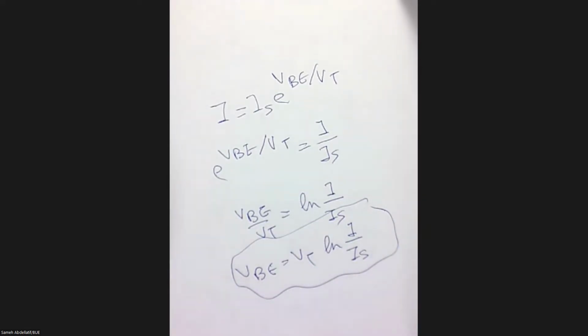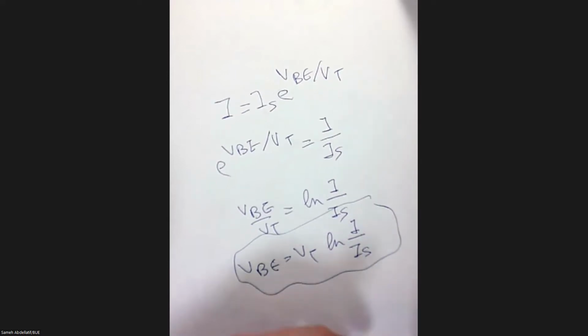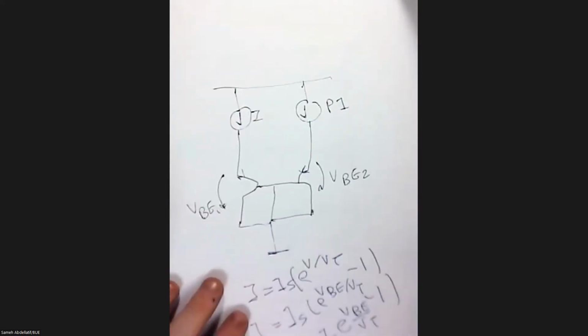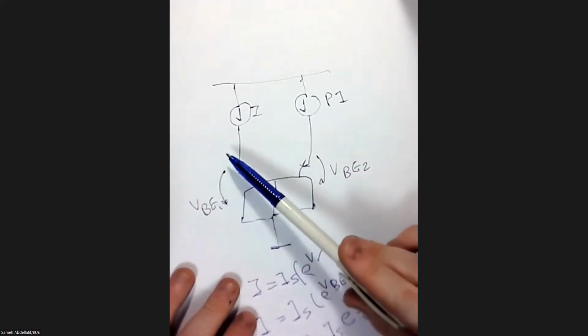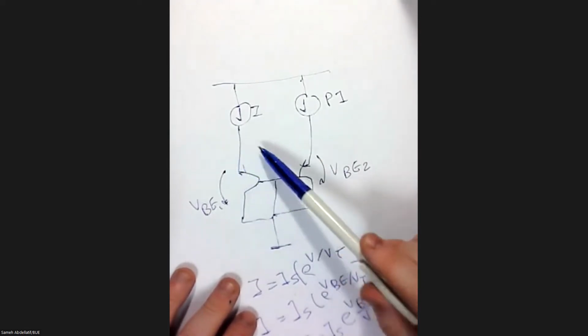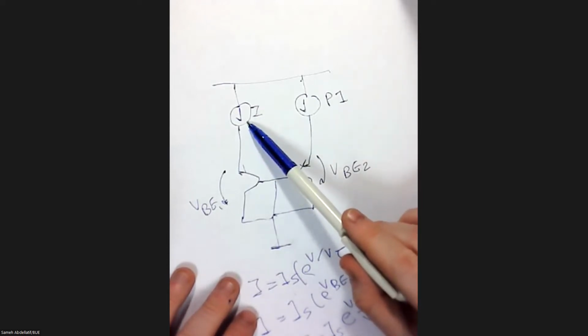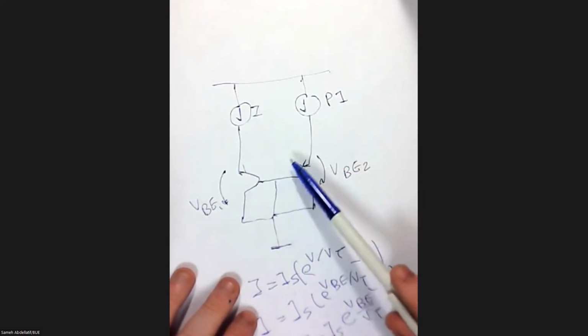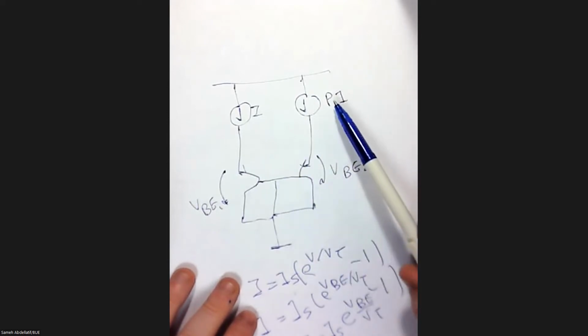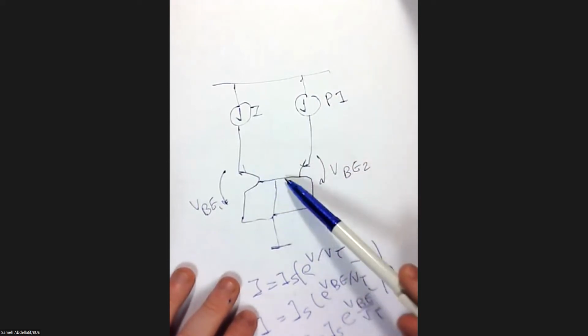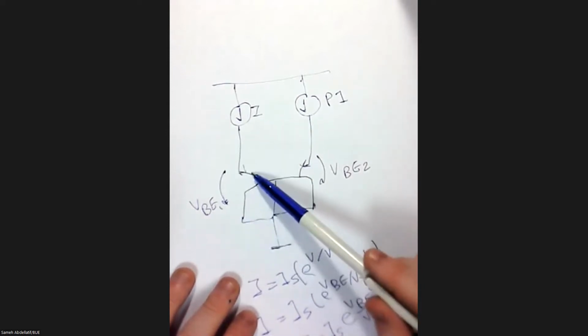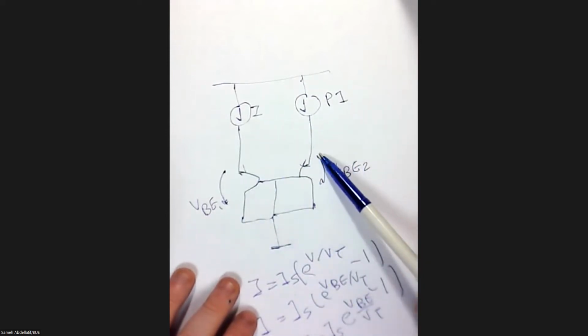So using this equation for these two transistors. Here the voltage applied is VBE1, and here the current flowing is I, while here the voltage applied is VBE2, and the current flowing is P times I. So we can write two equations, one for the first transistor and one for the second transistor.